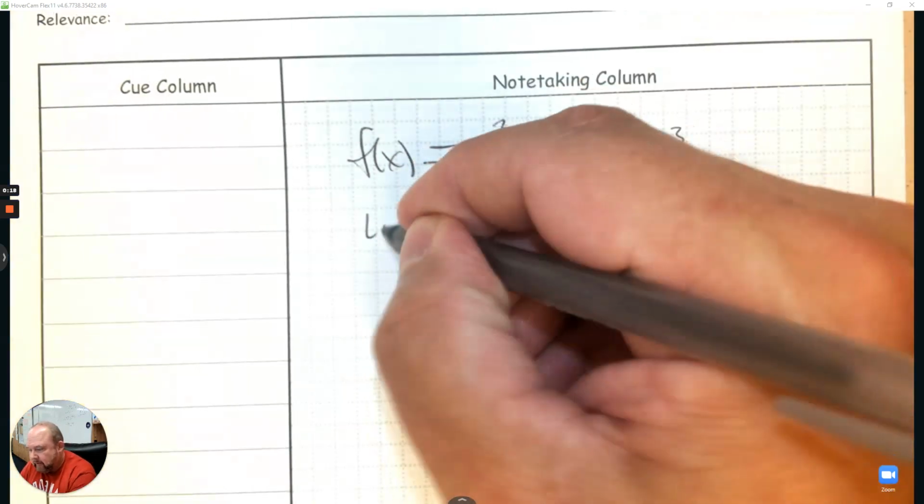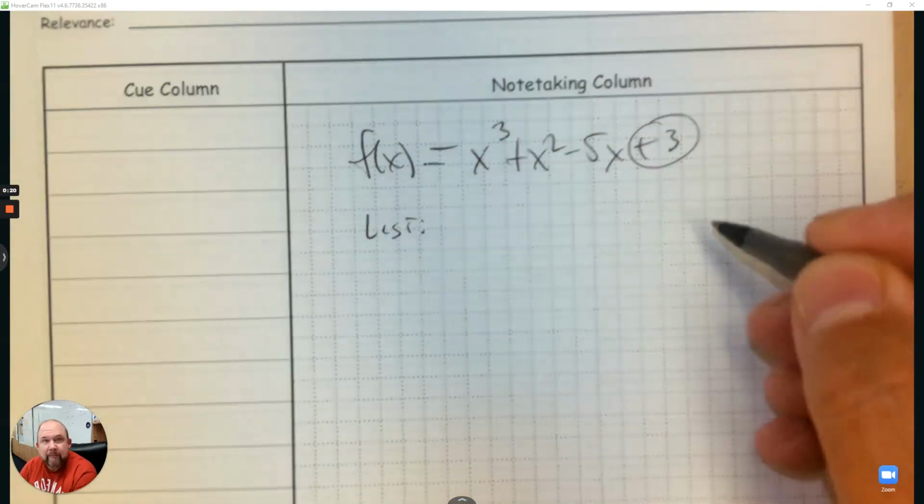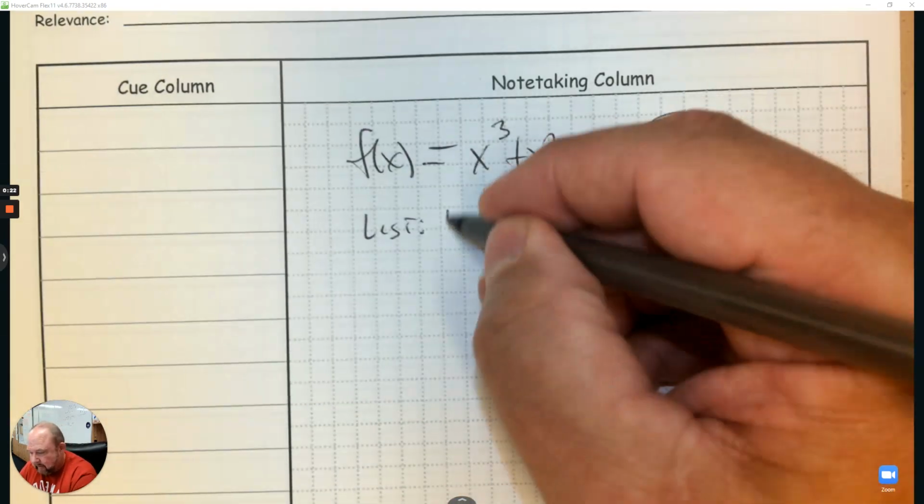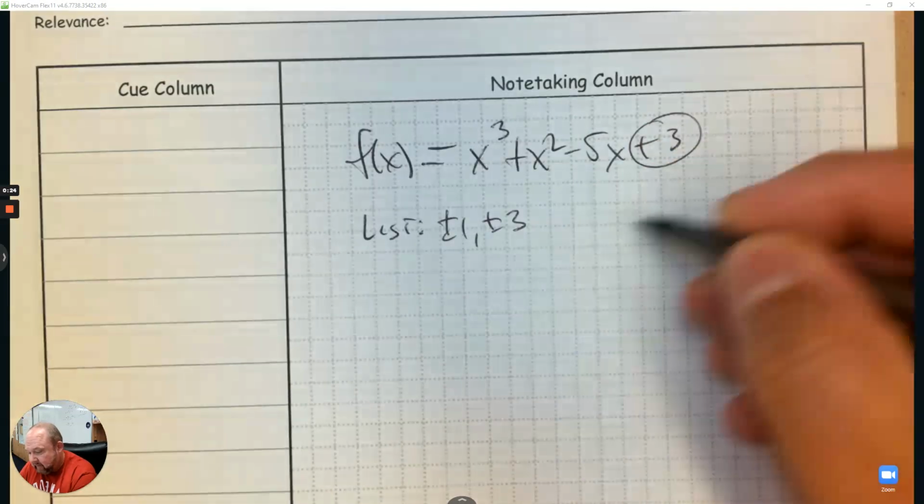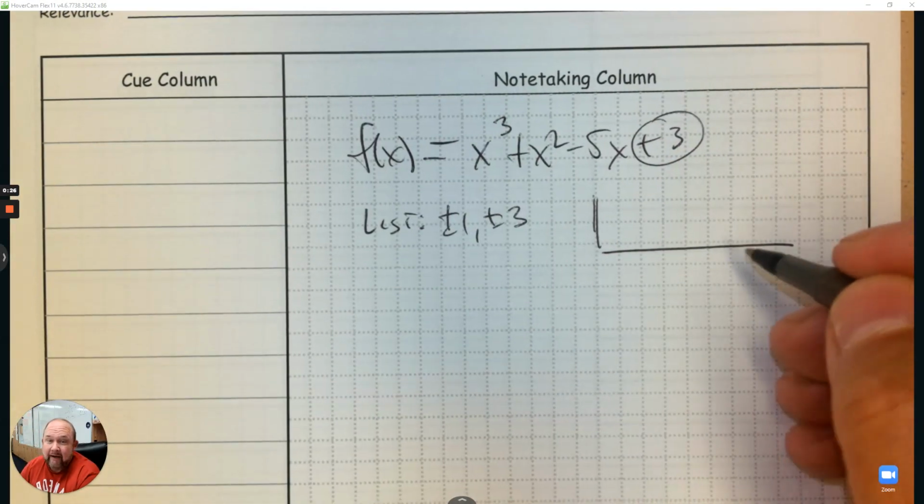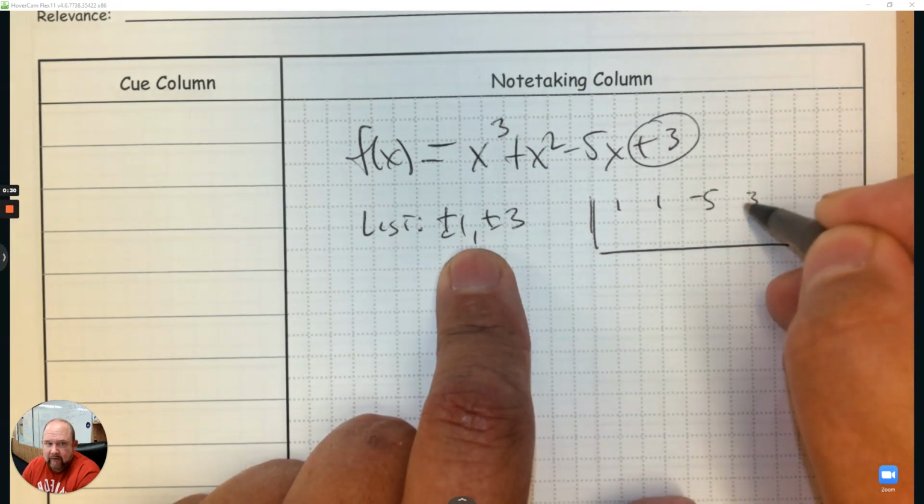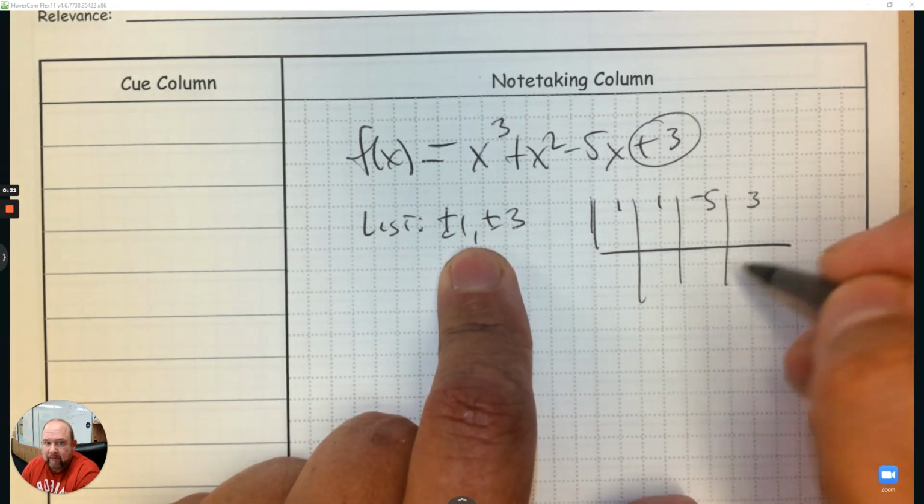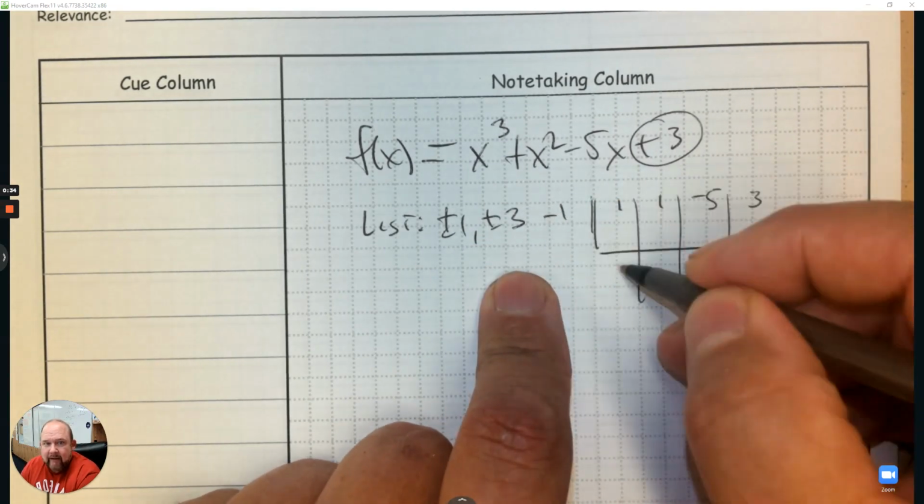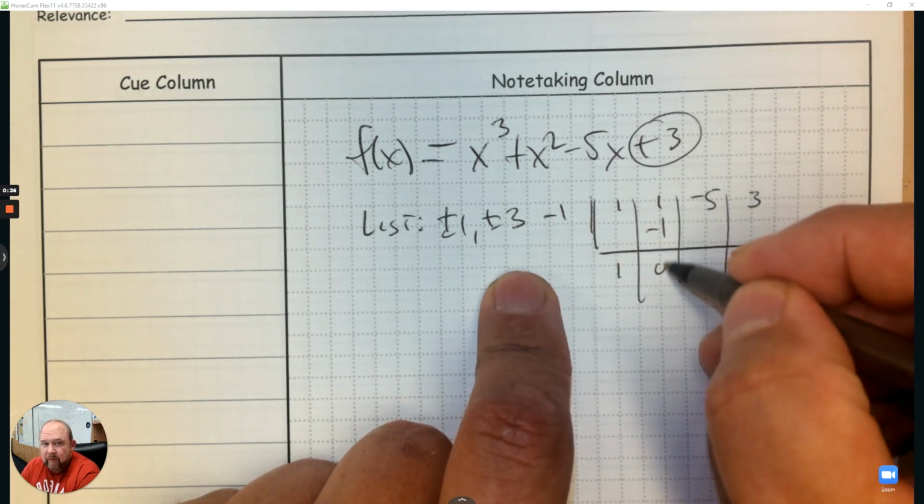So the first step is we're going to create a list. We're going to look at the last number and take all the numbers that go into 3 evenly. Thankfully, it's a short list. And then we're going to divide with one of those numbers into 1, 1, negative 5, and 3. We want to find which one will give me 0. And if it doesn't work, we try again.